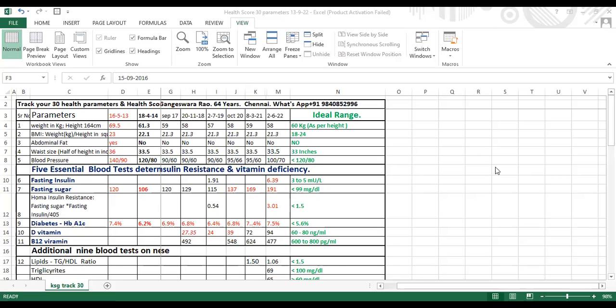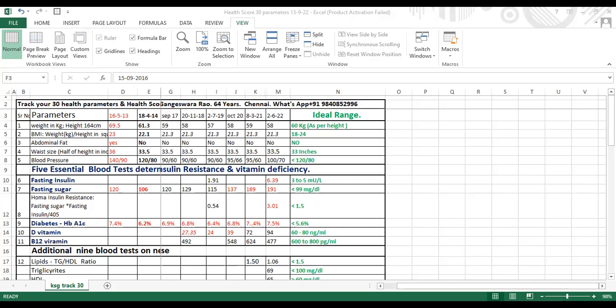So what are the parameters, friends, and what is the ideal range? Let's understand, over the years. See, this is my data. On 16th May 2013, I got my data, and I followed lifestyle changes from January 2014 to April 14, and I've just tracked it. And after that, year over year, I have got this data available to me, friends.